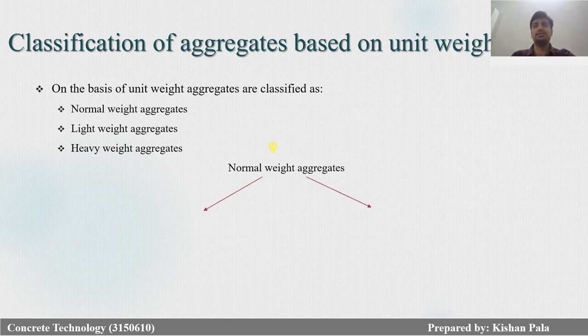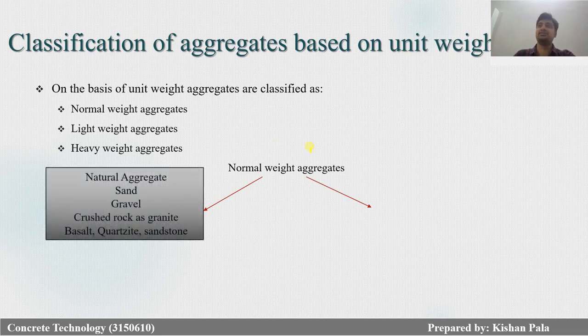You can also classify the normal weight aggregate in two ways. First one is natural aggregates. Which are the natural aggregates? Sand, gravel, crushed rock such as granite, basalt, quartzite, sandstones. These are the natural aggregates.